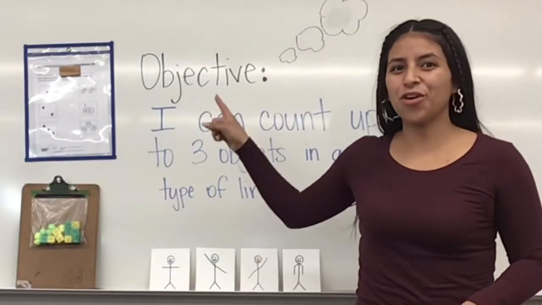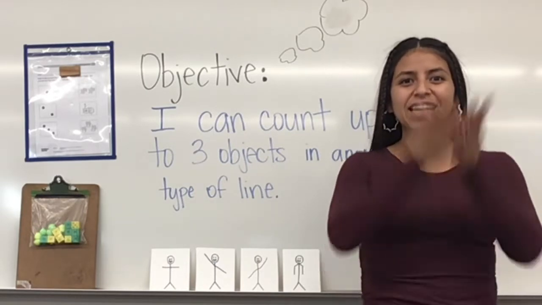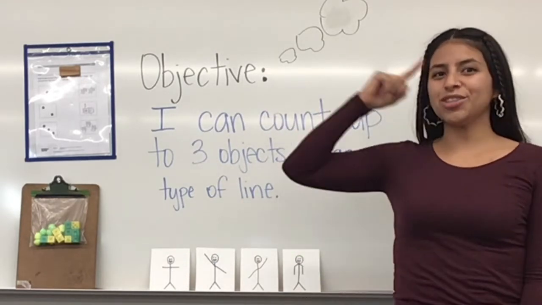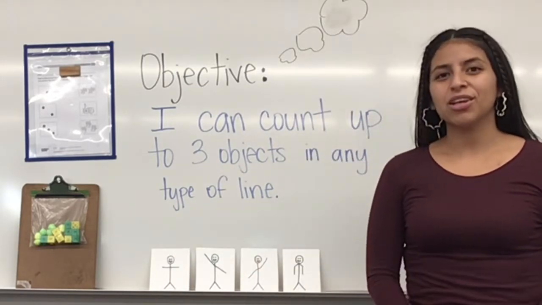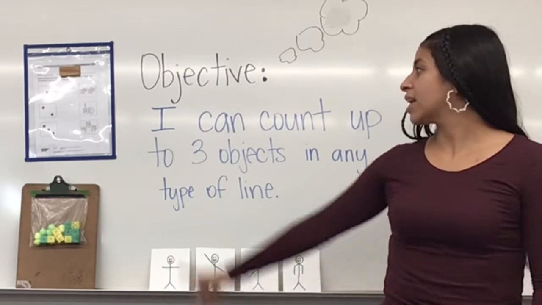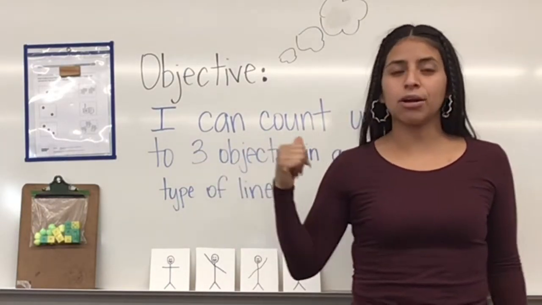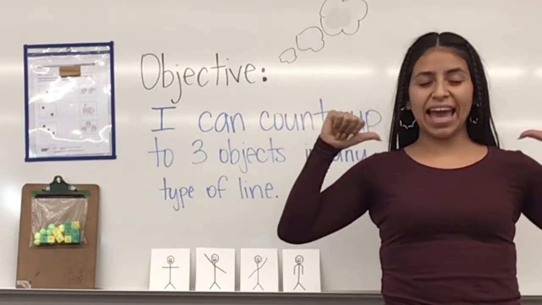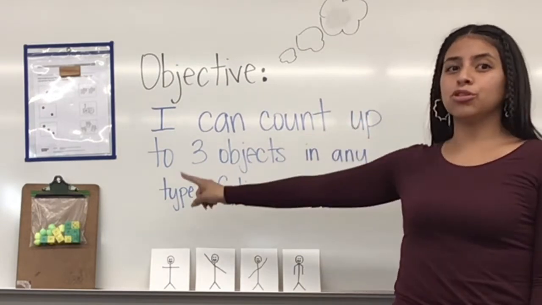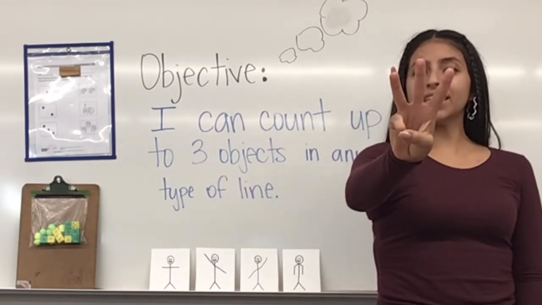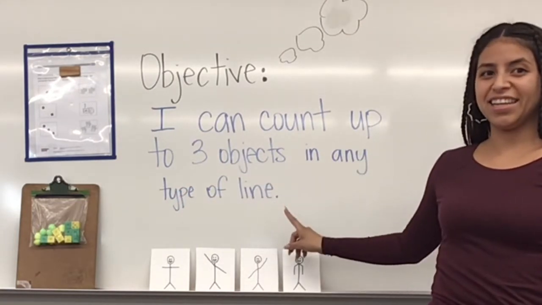All right, TK, let's go over our objective. Ready? Objective, objective, objective. It is what we are going to learn. It's what we're gonna be thinking about, what we're gonna be talking about. So for today, we are going to be counting up to 3 objects. So ready? You're gonna repeat our objective. I can count up to 3 objects in any type of line.